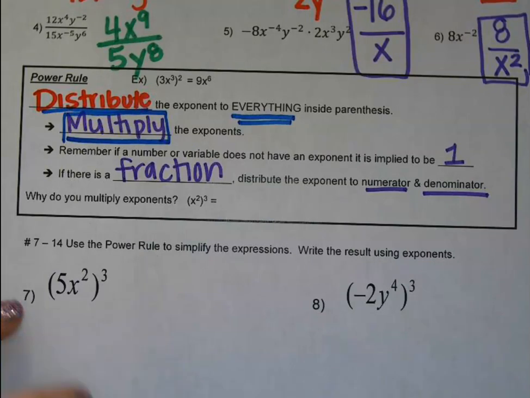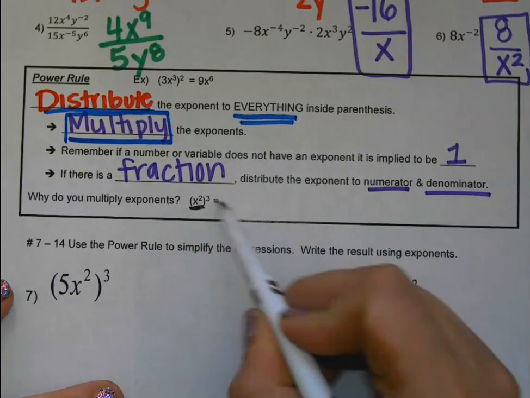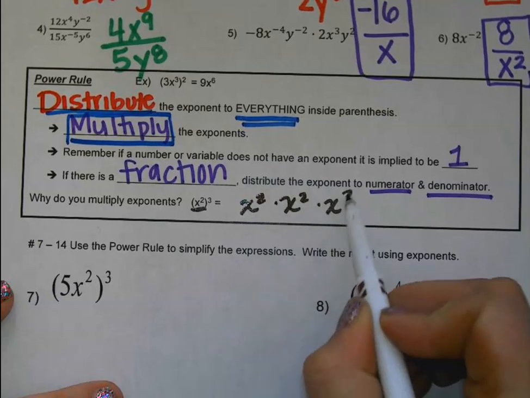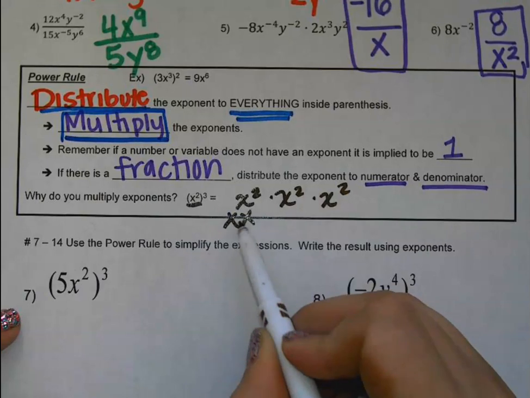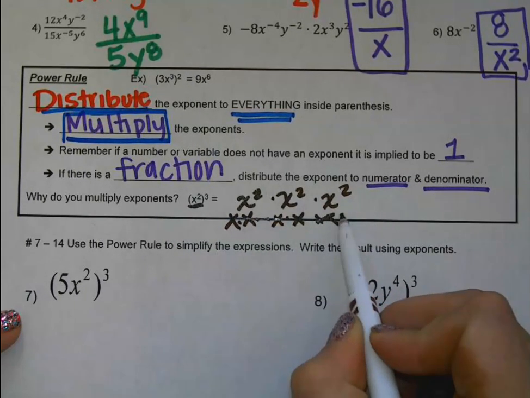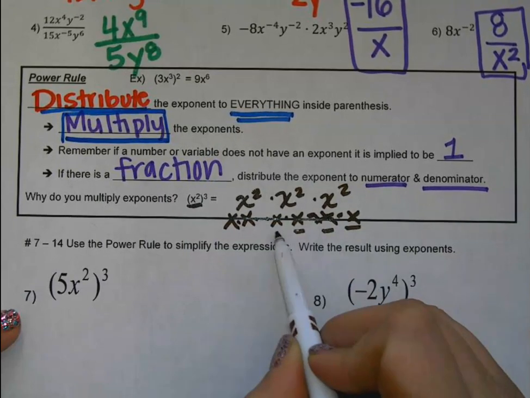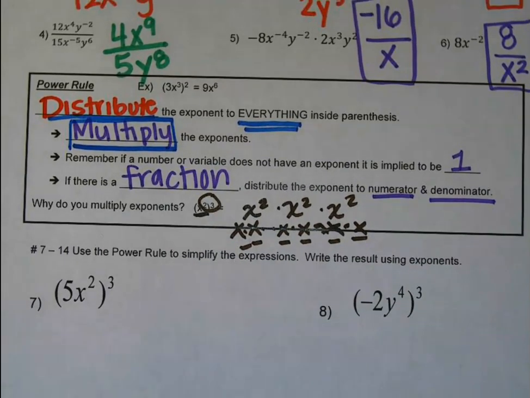So again, why do we multiply exponents? This is saying that there's 3 of them. It means there's triple the amount. That's why we are multiplying here. So here we have 2, here we have 2, and here we have 2, and then you could say we have a total of 6. That's why we multiply the exponents.